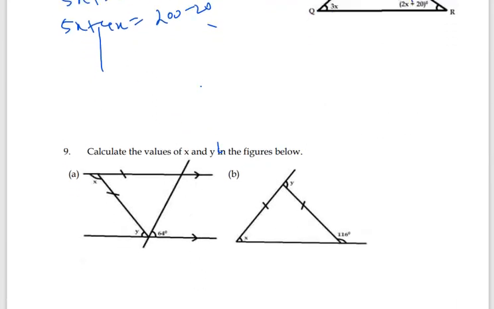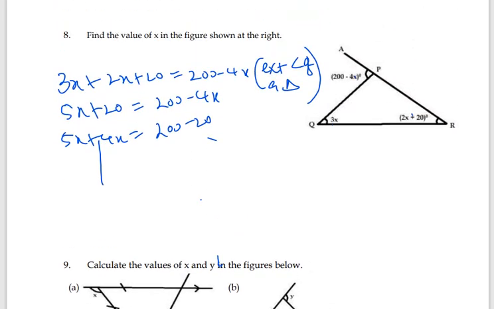So proceed. 5x plus 4x is 9x. So 9x is equal to 200 minus 20, which is 180. So x is equal to 180 divided by 9. So x is equal to 20. So our x is 20.